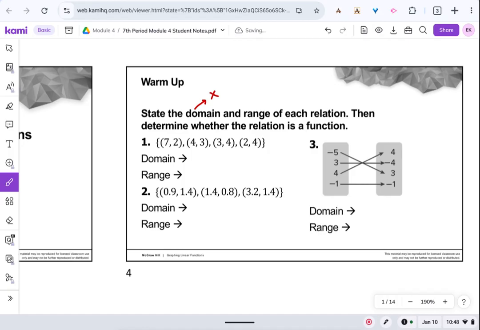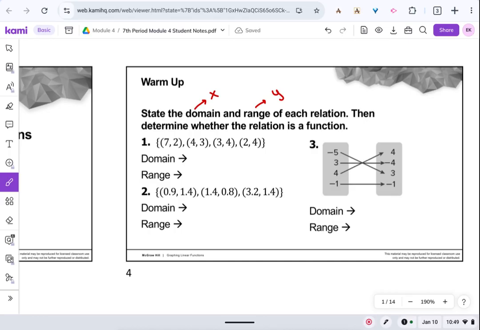Just as a reminder, when we're talking about domain values of a function, those are our x values, range are our y values, and then we're also going to determine whether each relation is a function or not. Okay, so for this piece, yes or no. Remember, functions, the x's do not repeat. Not a function, they will repeat.